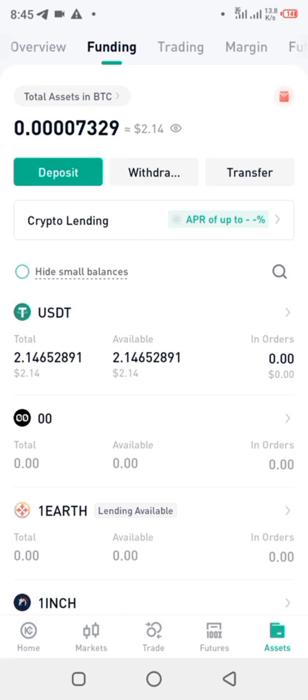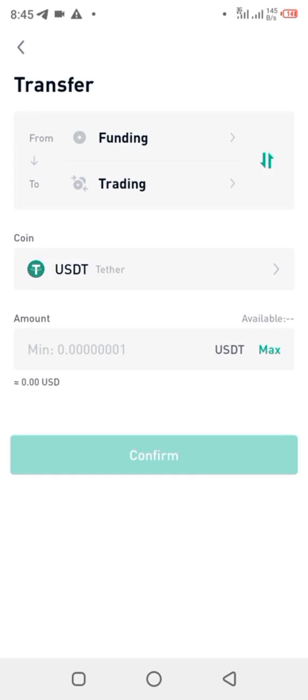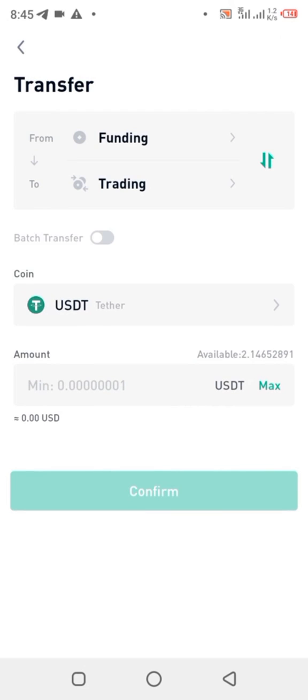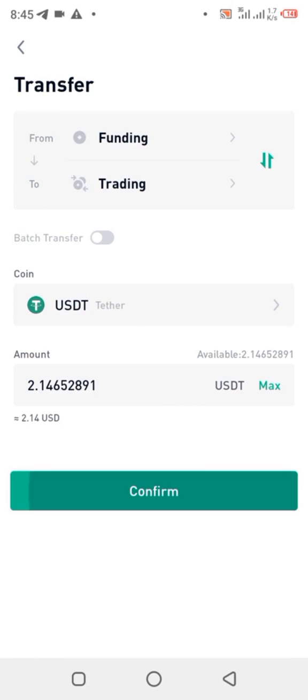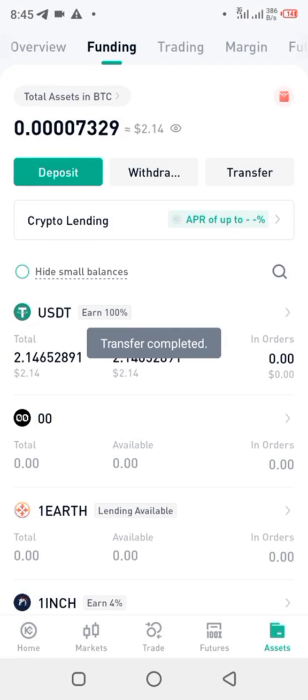What you have to do is press transfer. After that, you select the amount that you want to use in trading. After that, you press confirm. You switch from funding to trading wallet so that you can be able to trade with it.